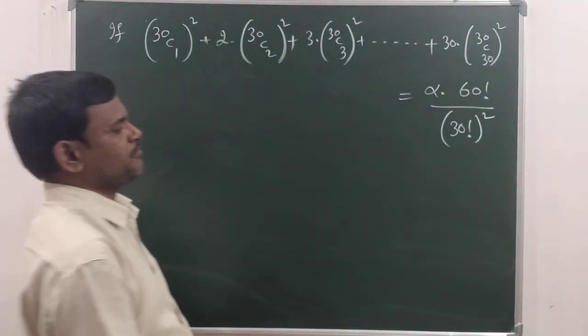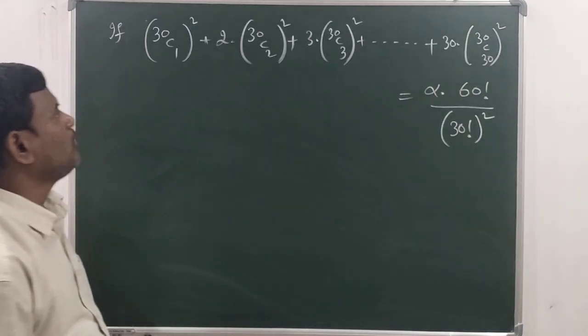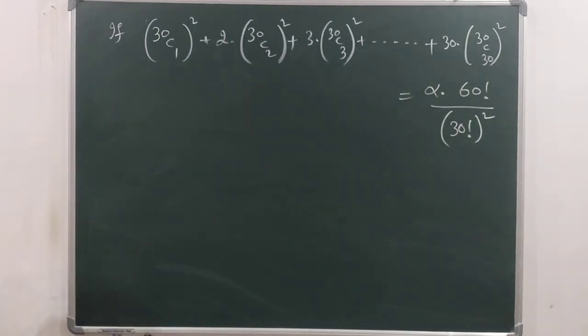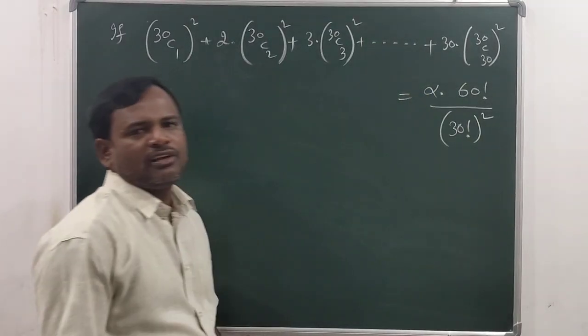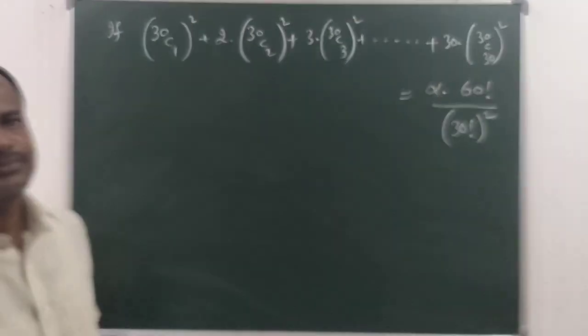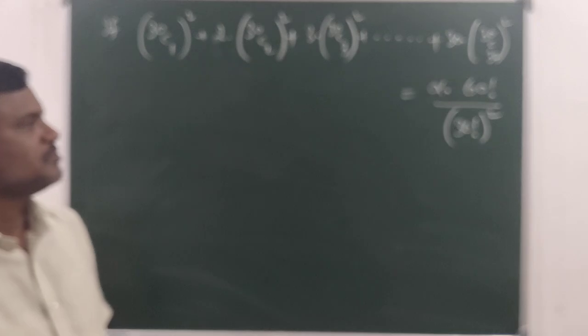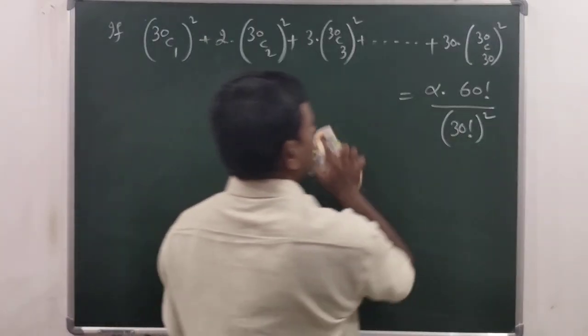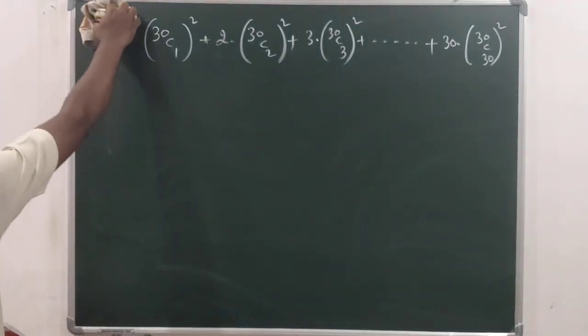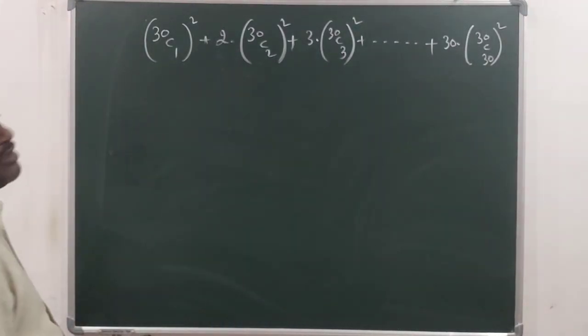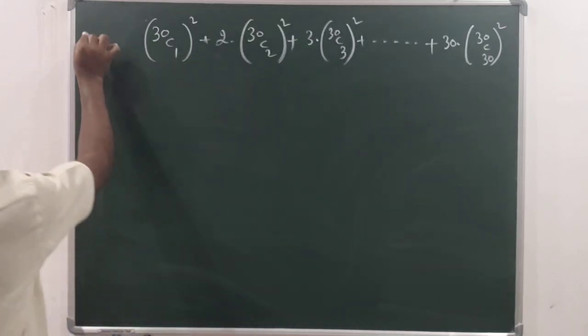Then alpha equal to how much? Then alpha equal to how much, students? So this total sum is equal to this much is given. Then alpha equal to how much? Okay, shall we answer? Right. See here, I would like to take this total sum as S.